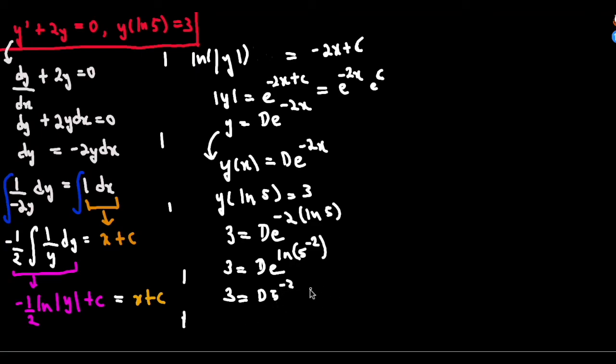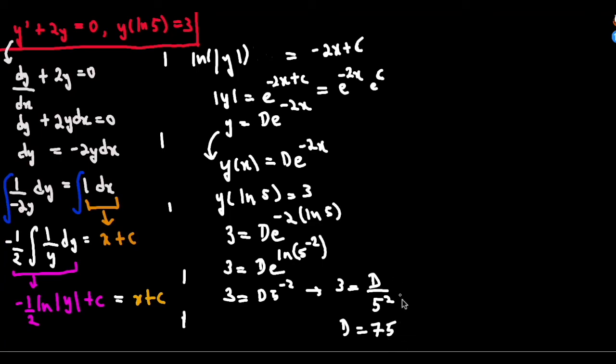So this is basically 3 equals d over 5 squared, and d equals 75. 5 squared is 25, and 25 times 3 is 75. And that's the answer.